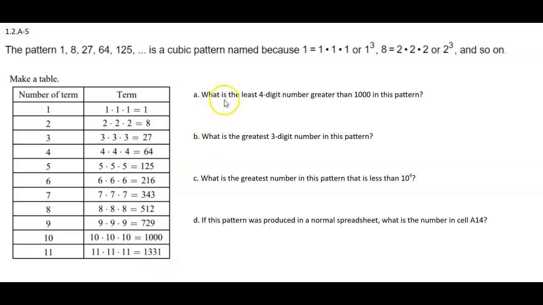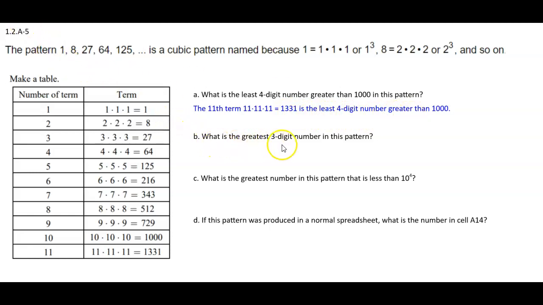Now what it's saying is, what is the least 4-digit number greater than 1,000 in this pattern? Well, the 4-digit number is 1,000, so the next 4-digit number, which is greater than 1,000, would be 1,331. So therefore, the 11th term, 11 times 11 times 11, which is equal to 1,331, is the least 4-digit number greater than 1,000.